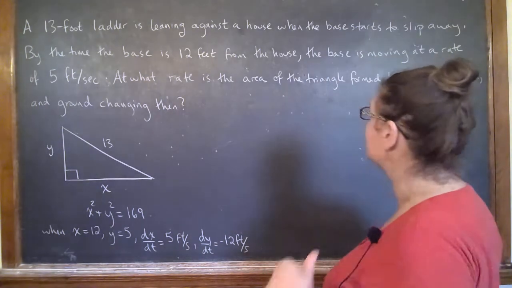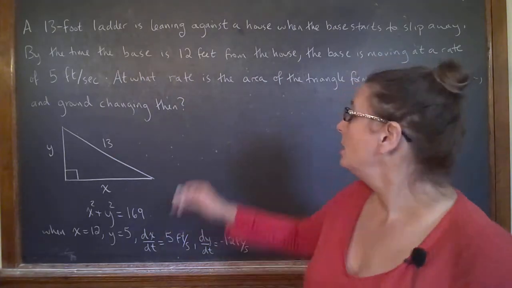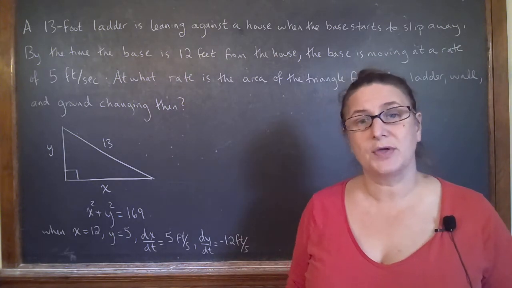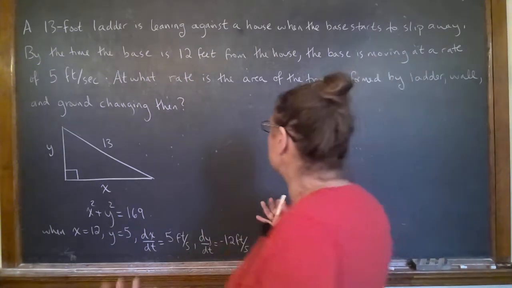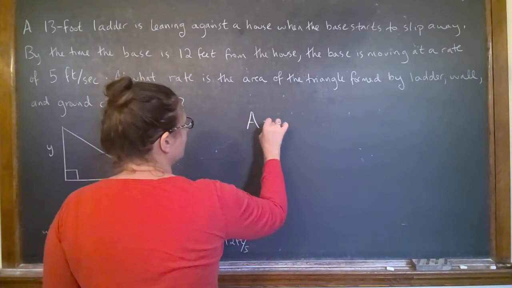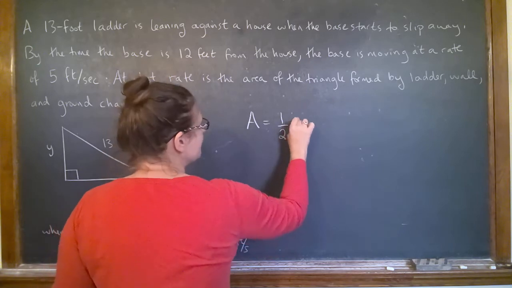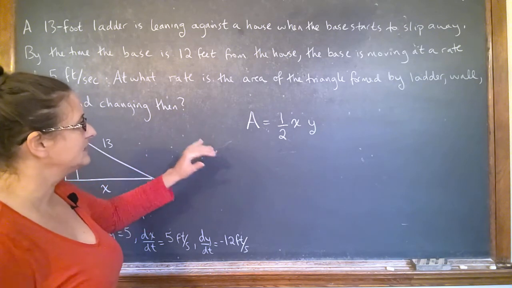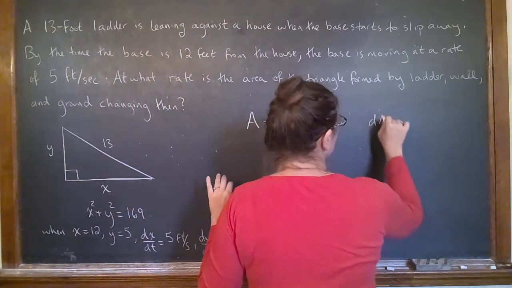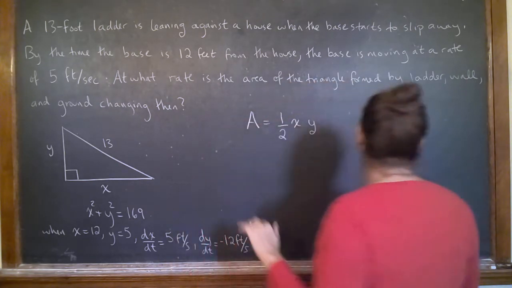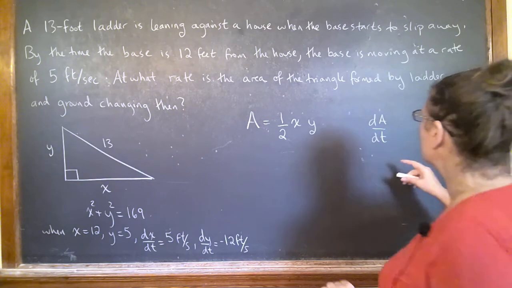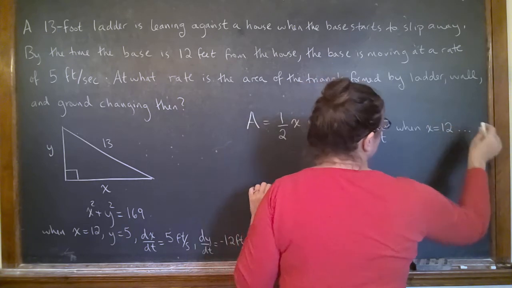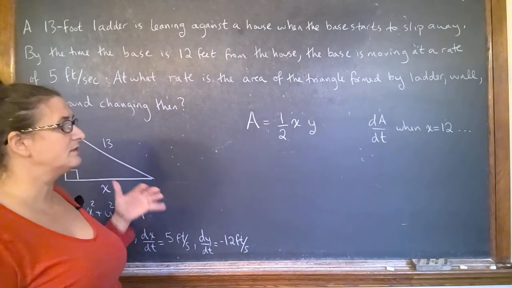Okay, but now this question is asking about something different. This question is asking about the rate of change of the area. So instead of looking at the distances, it's looking at the area of the triangle. Area of a triangle is easy, right? 1/2 base times height. So in this case, the base is x and the height is y. And what this problem is asking us for is the derivative of the area with respect to t, the rate of change of the area, when x equals 12 and all the rest of that other stuff. So we need to find that out.